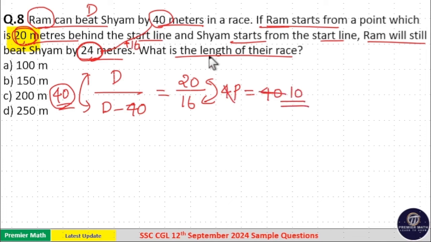Then here length of the race means distance covered by Ram. Here distance covered by Ram is 20 parts. So 20 into 10, 200 meters is the length of the race. Option C is your answer.